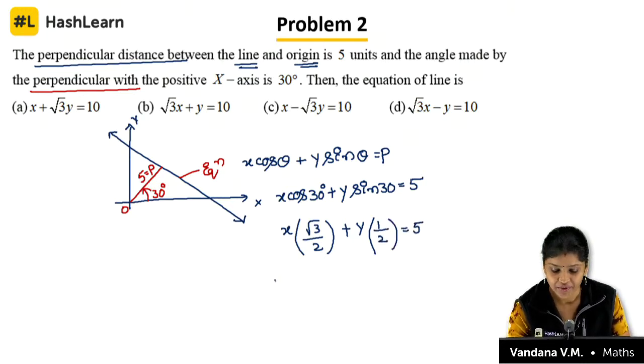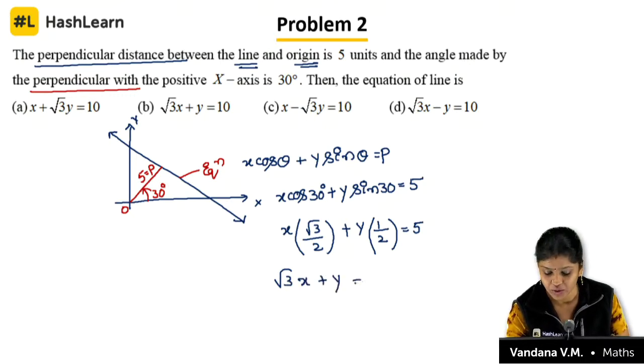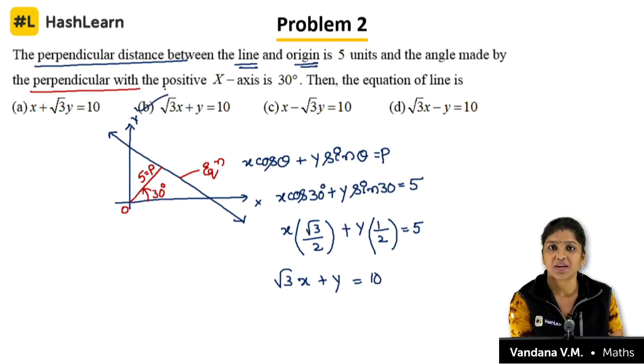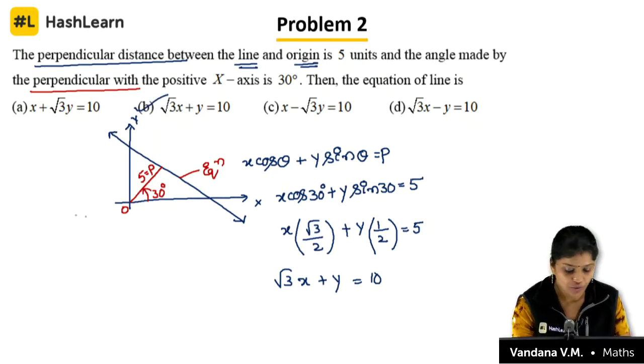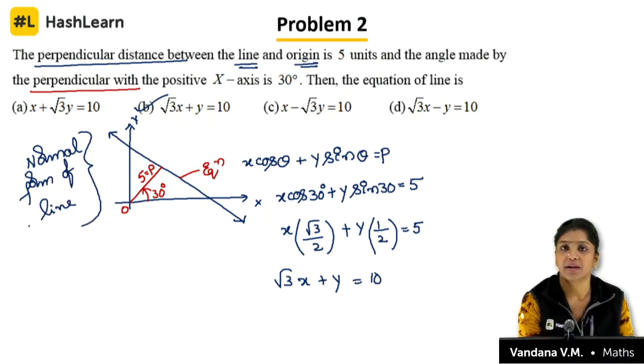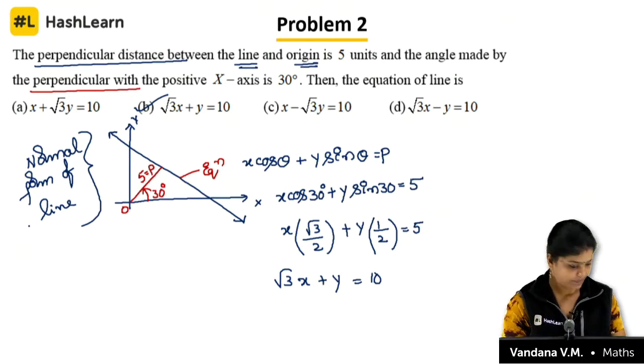Take the LCM: root 3 x plus y, cross multiply, 2 times 5 is 10. So which option is correct? Here also option B is correct. So which form is this? This is the normal form of a straight line. Clear, right? Yes. Next one.